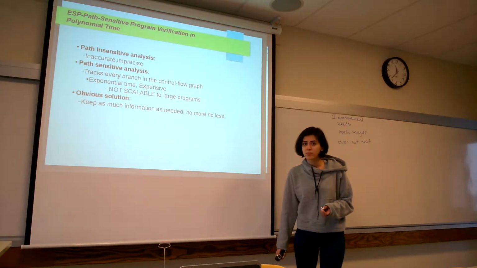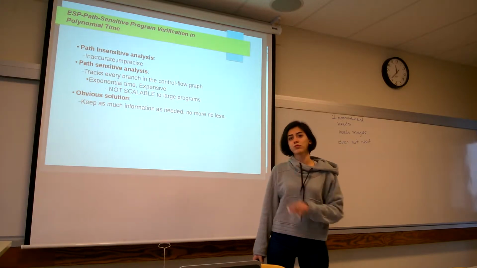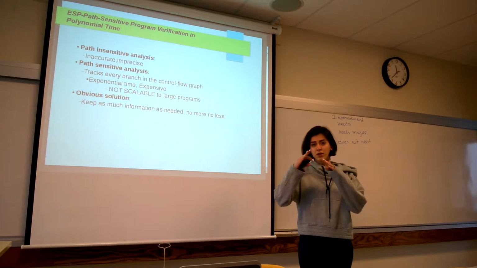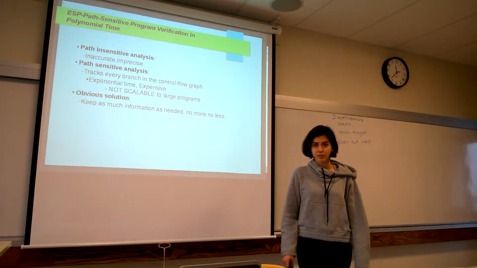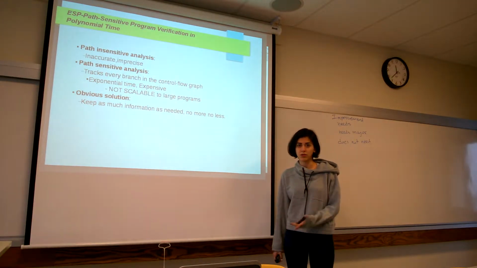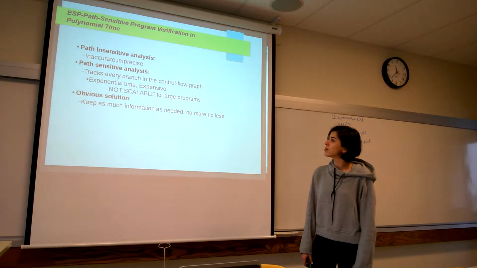Why is that exponential time? I mean, if you track every branch, well, there are only so many branches in the program, right? So 2 to the power, because there are like 2 arms for each branch, and if there are many conditional branches, it would be 2 to the power of the number of branches.